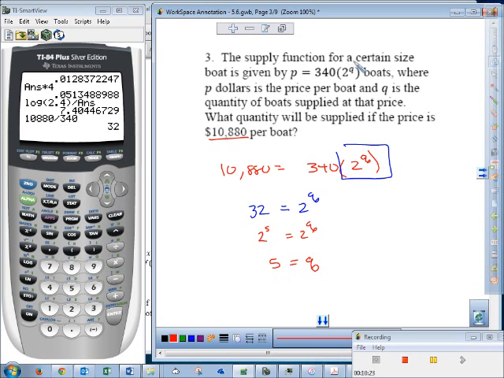5 what, though? 5 boats. This was like 2012. You could be on a boat. Nice.